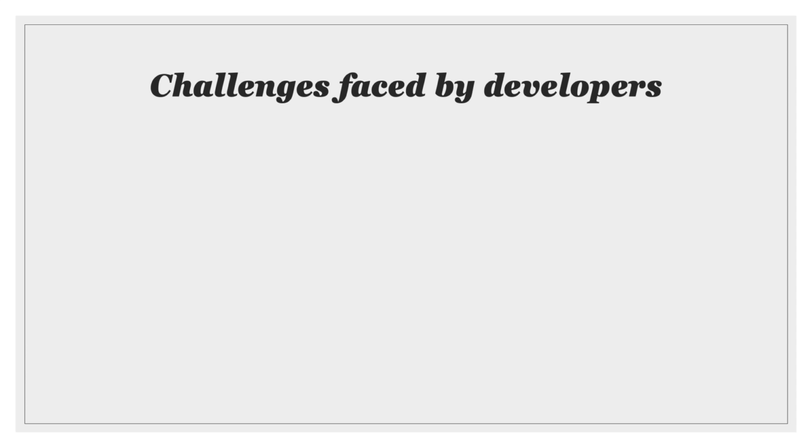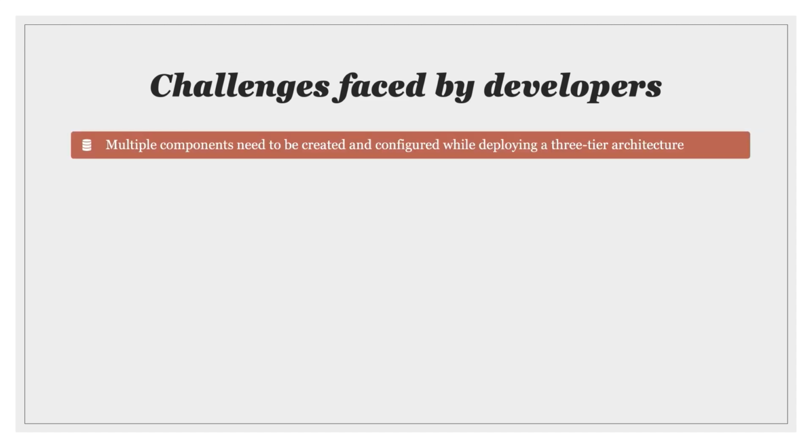So let's get started. The very first thing we'll see is what are the challenges or issues being faced by developers if they have to deploy their applications upon the AWS cloud platform. Let's suppose that you have to deploy a 3-tier architecture. This means that there are multiple components that need to be created and configured when you have to deploy a 3-tier application or architecture.